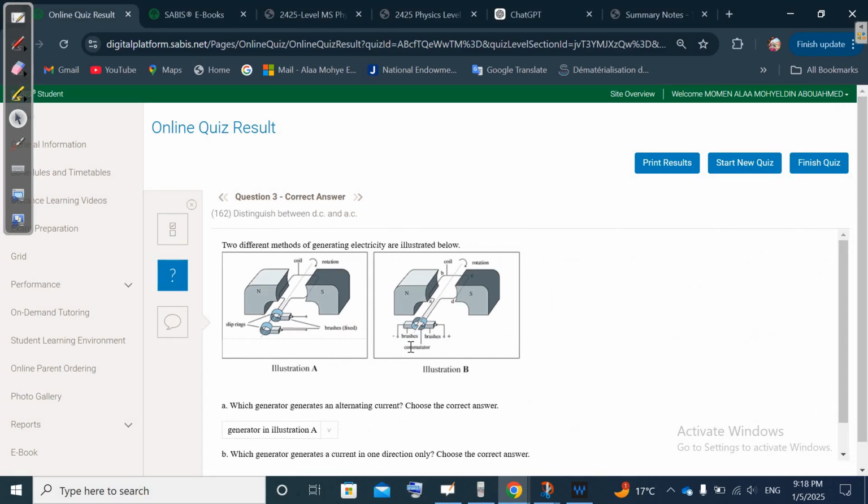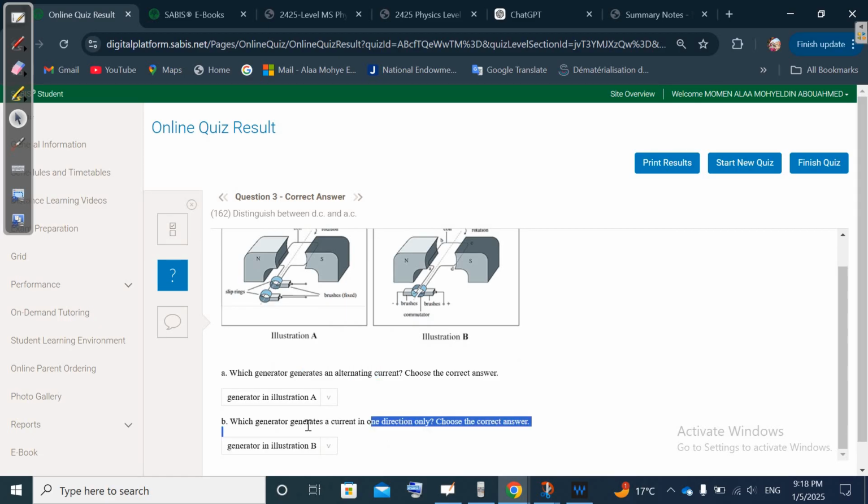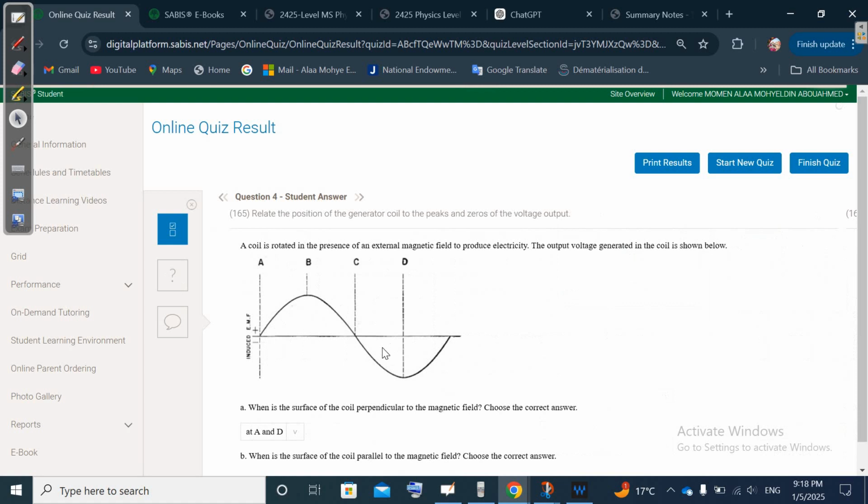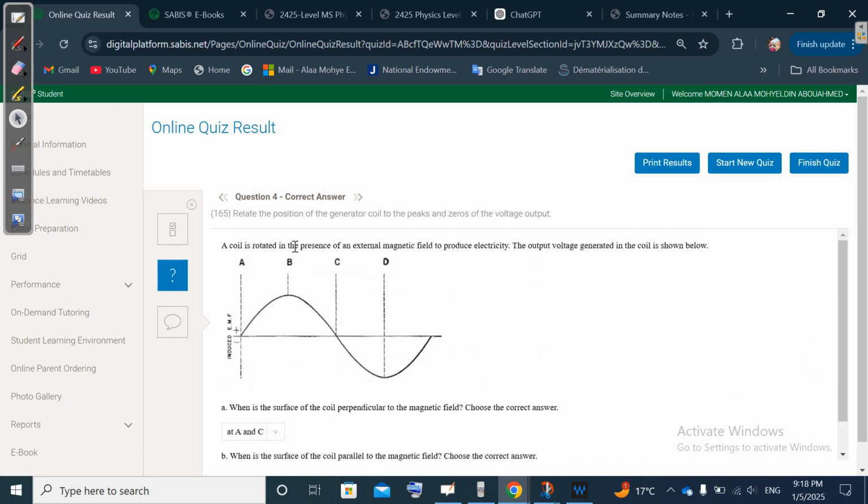Next, obviously you should know this for the periodic. Alternating current is the one that has the slip rings, and DC current is the one that has the brushes. Next, a coil is rotated.